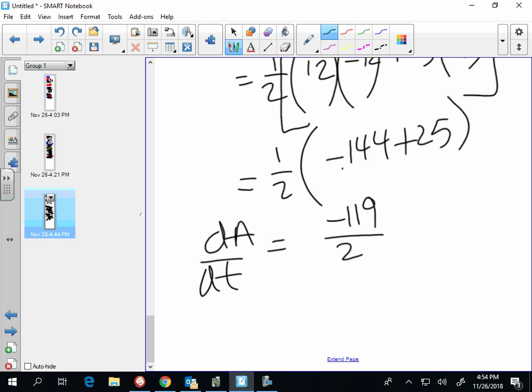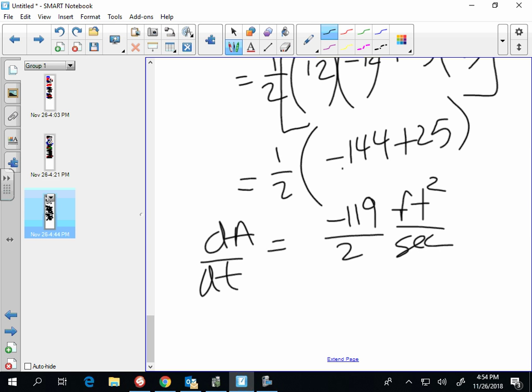Now, what are my units here? The change in area will be feet squared, and time, we're still dealing with seconds. So the area is getting smaller by 119 square feet every 2 seconds, or negative 59.5 square feet per second.